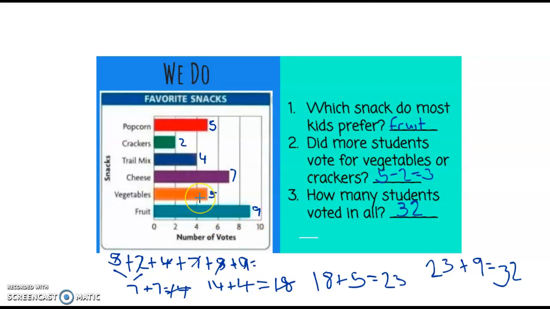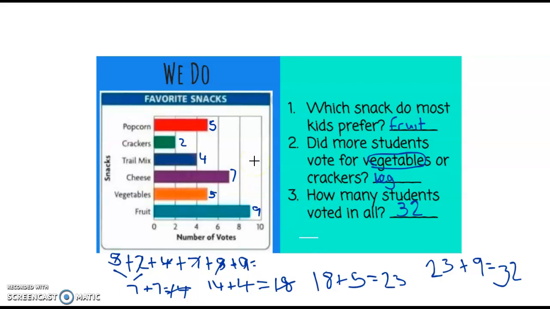So now we can see that vegetables. Let me go ahead and erase this. All right. Did more students vote for vegetables or crackers? We have vegetables here at 5 and crackers at 2. So more students voted for vegetables. All right. So vegetables. Next, how many students voted in all?